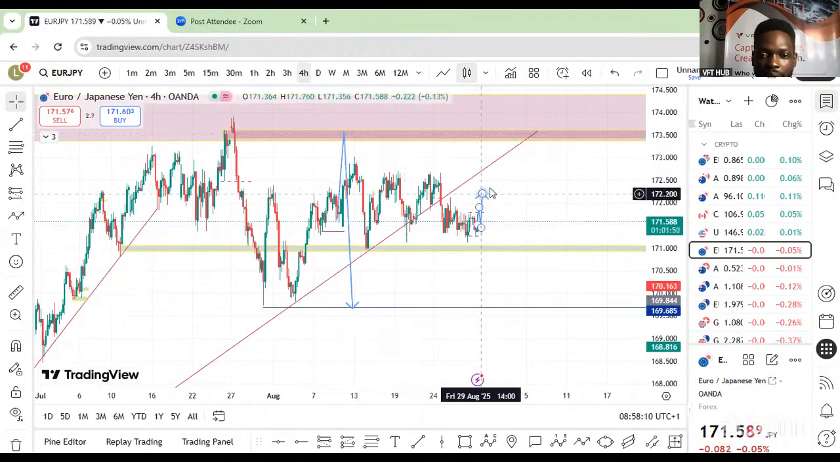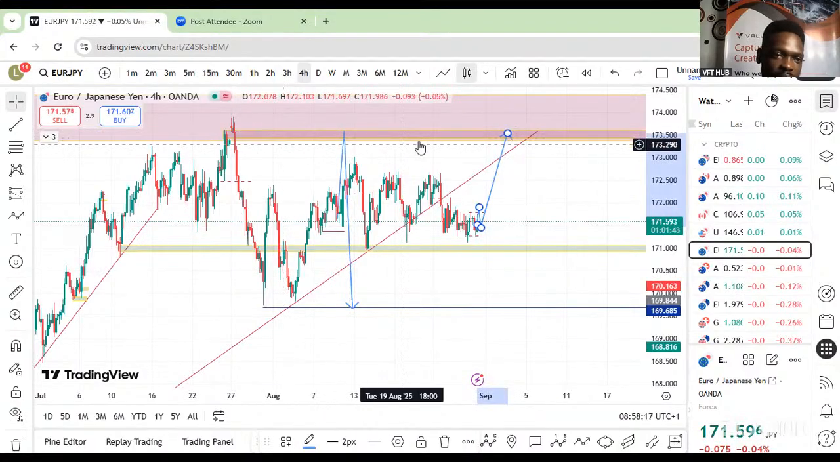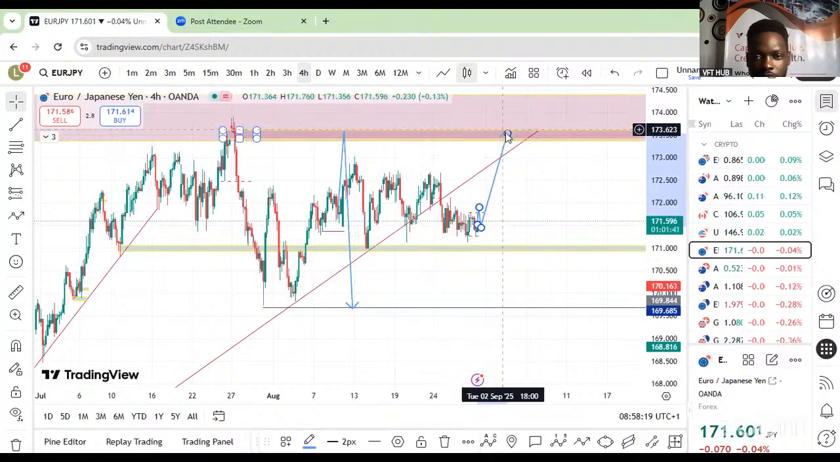When price gets here, offload and look for opportunity to start selling all the way back, because we are expecting a very big sell party on Euro JPY around this point. All right, so that is that for Euro JPY analysis. If there are further questions, you can easily ask.